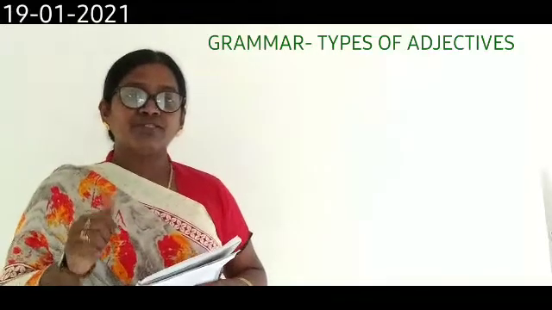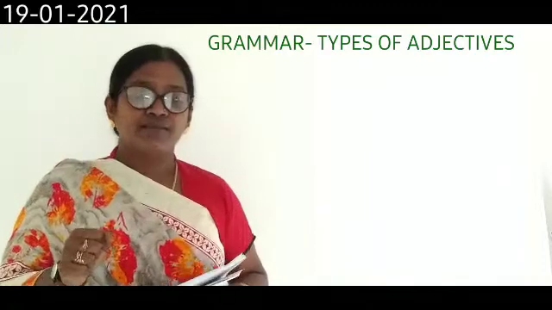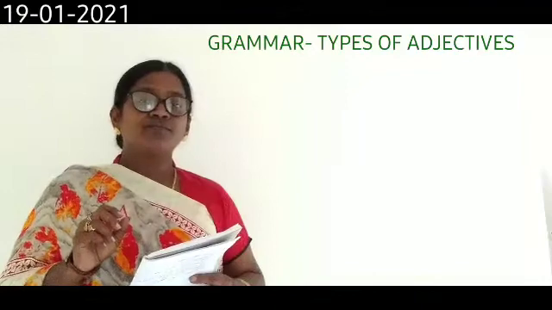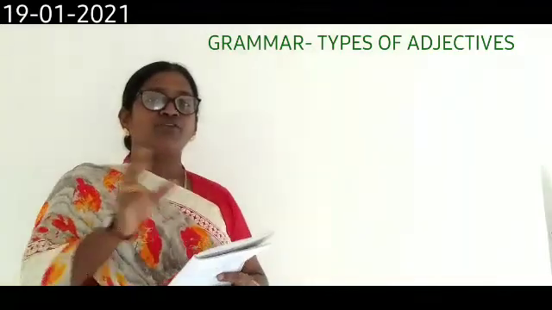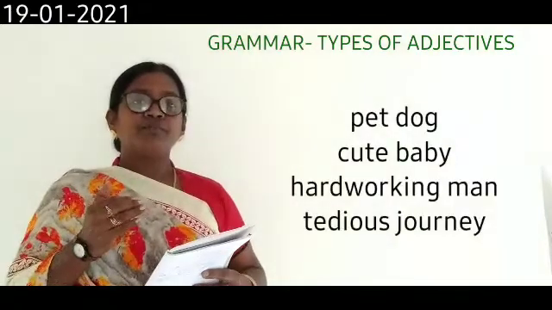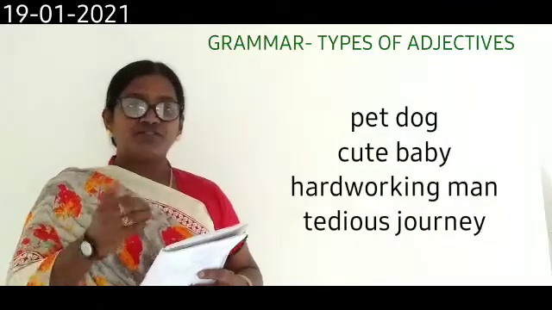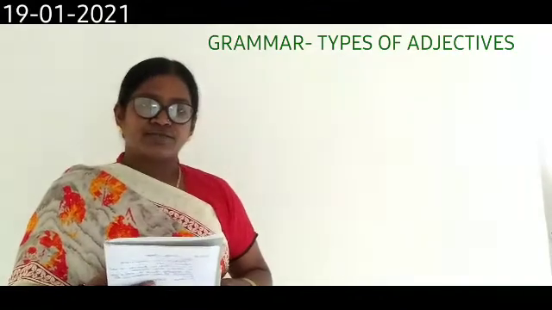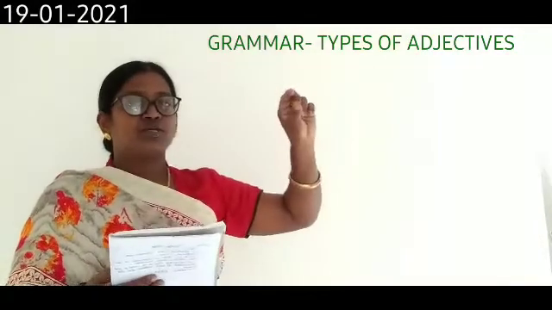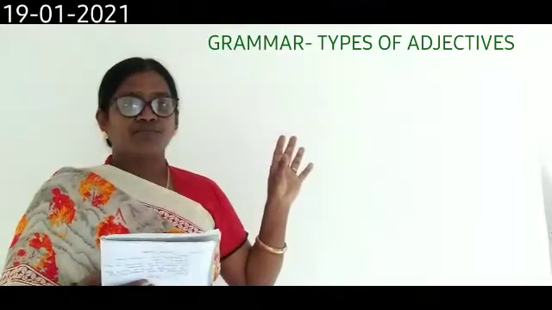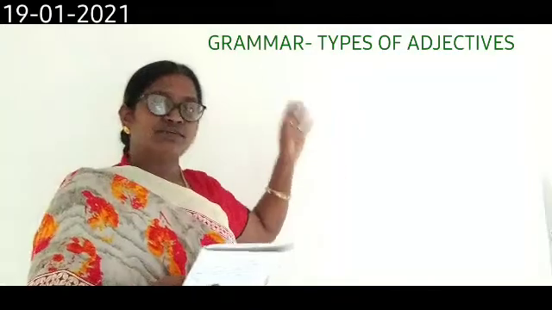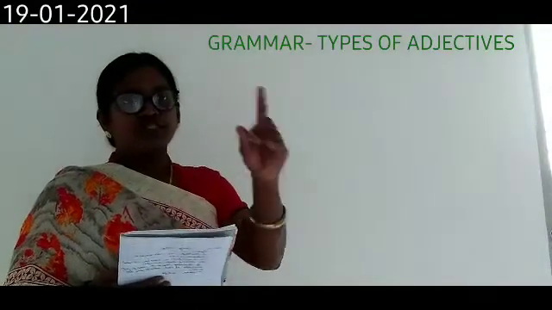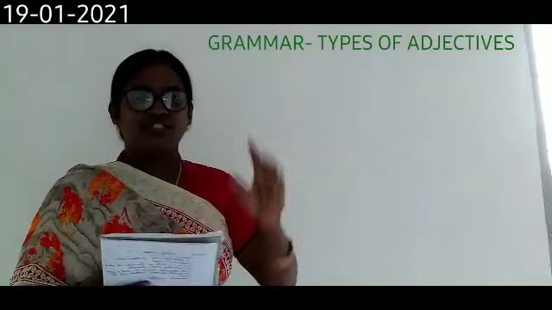What type of man was he, or what type of man is he? He is such a great man, a noble person. Pet dog. What type of dog is that? It can be petted. It's a pet dog. Pet is also an adjective. So, the first type is qualitative adjective. I said there are 7 to 8 different types of adjectives in English. The first type is qualitative adjective.